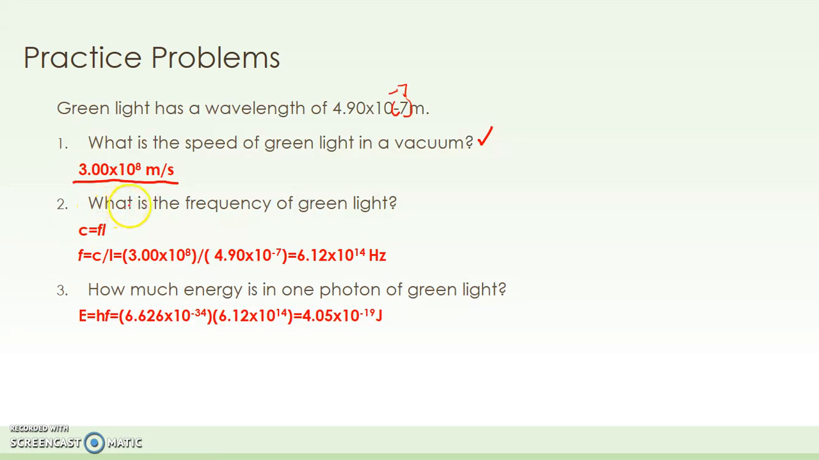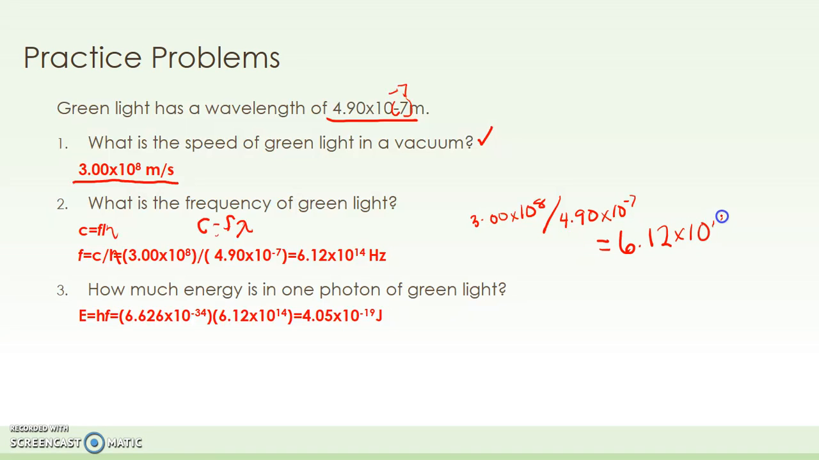Number 2 is asking you, what is the frequency of the green light? So remember that c equals f times the wavelength. Remember, that is your wavelength here. So rearrange the formula. So we have the speed of light, which is 3.00 times 10 to the 8th, divided by 4.9 times 10 to the negative 7th. And again, that number is just coming from the problem. Again, that's the wavelength. We put that into our calculator. You get 6.12 times 10 to the 14th hertz.